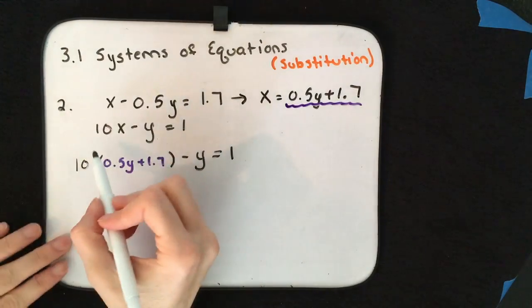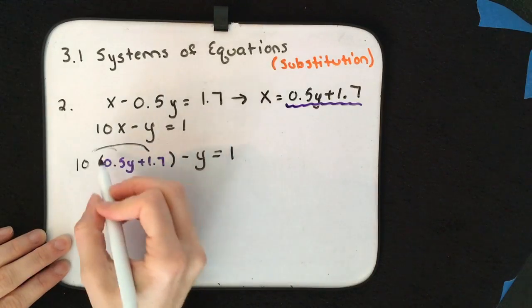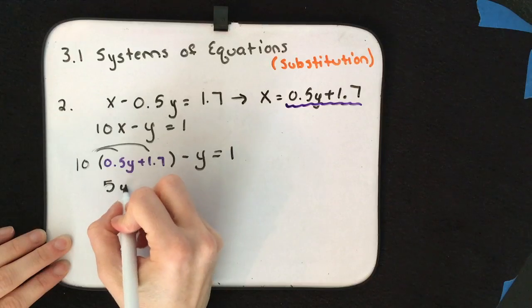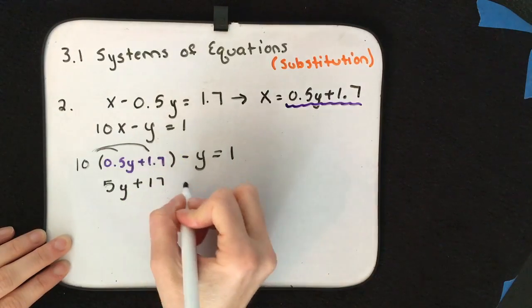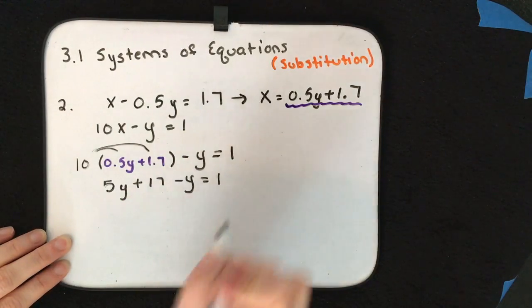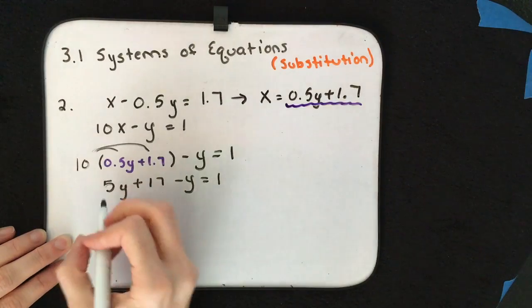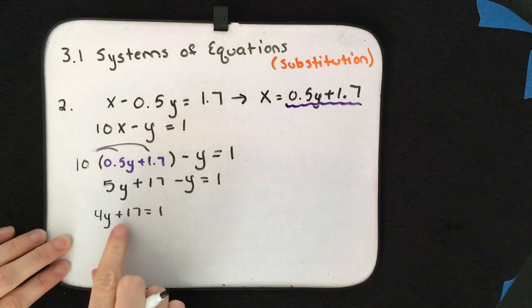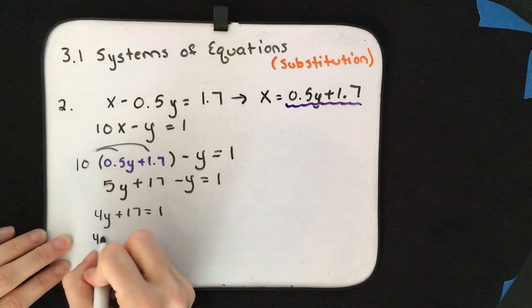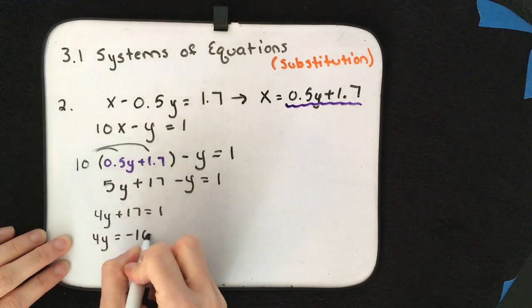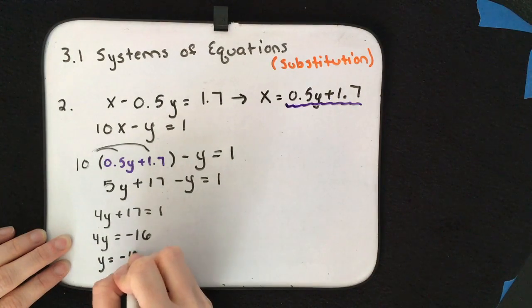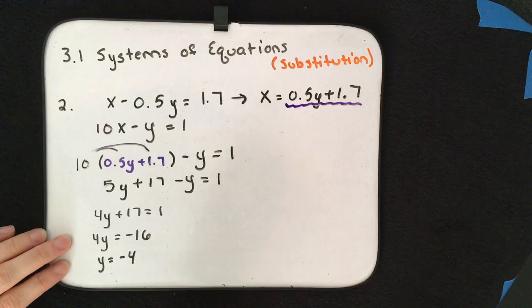And in that parenthesis, we can put what we're told x is equal to. Now the good news is when we distribute this, we get rid of our decimal, and we're left with 5y plus 17 minus y equaling 1. 5y minus y gives us 4y. Subtract the 17 from both sides. Divide both sides by 4. And it looks like y is negative 4.